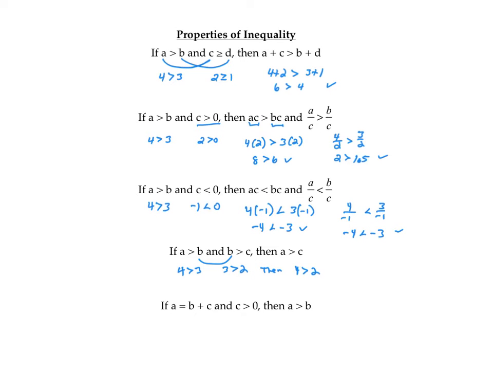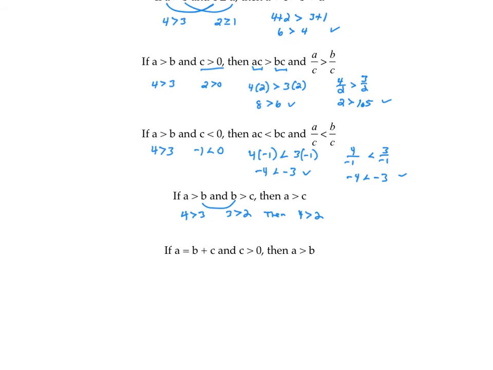Okay, one more. Just want to scoot this up a little bit. In this one it says if A is equal to B plus C, and C is greater than 0, then A is greater than B. And this is sort of what we saw with the angle addition problem in our first example. So let's say 4 is equal to 3 plus 1, right? Because we have 1 is greater than 0, then of course 4 is greater than 3.